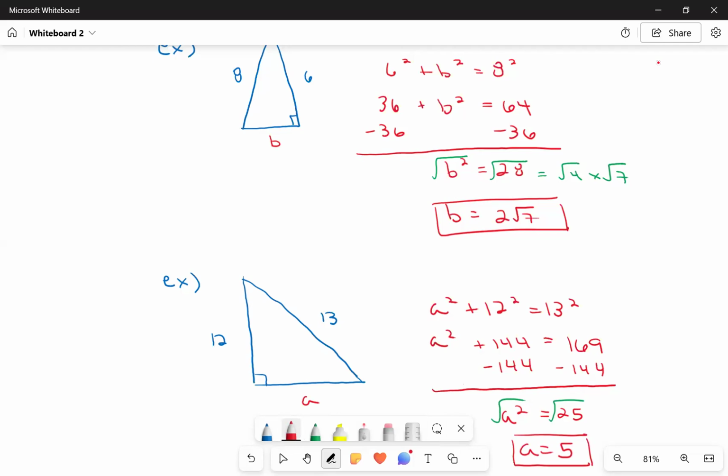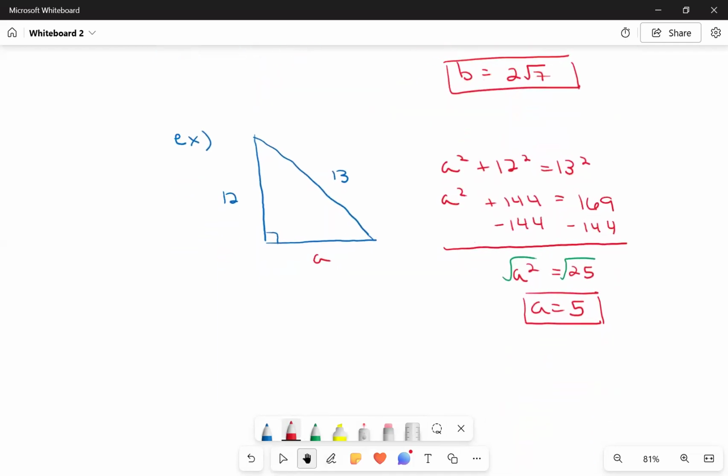So sometimes they come out nice. Yay. And sometimes they don't. And we just look for a perfect square if we can. If we can't find a perfect square, we leave it alone. Okay. So if there isn't a perfect square in there, we just don't simplify it any further. It's fine. There we go. So there are some examples using the Pythagorean theorem.